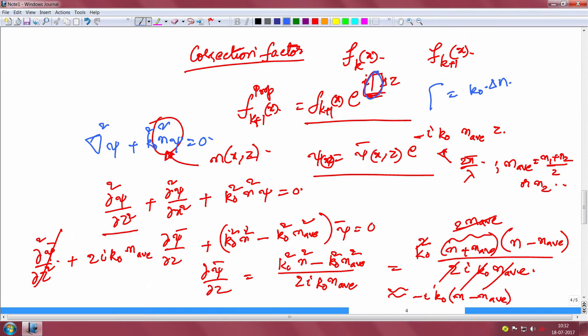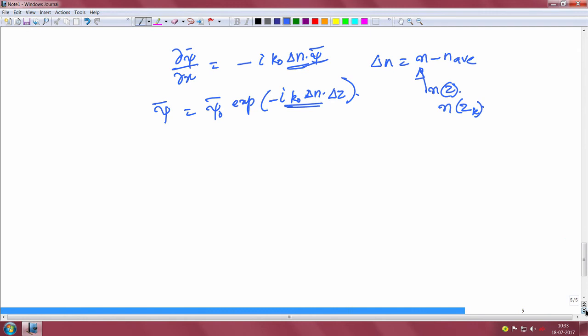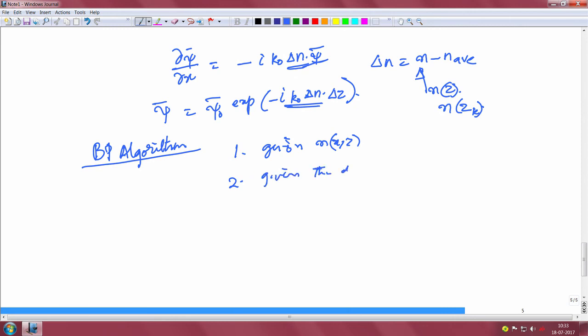We can take a more rigorous approach to obtain better values of gamma, resulting in a more accurate description of the phenomena and more accurate results. So, the beam propagation algorithm is as follows. First of all, we are given n of x comma z, the structural parameter. We are also given the input field profile f of x. So, we need to divide the structure along the propagation direction, 0 to L, into several segments.